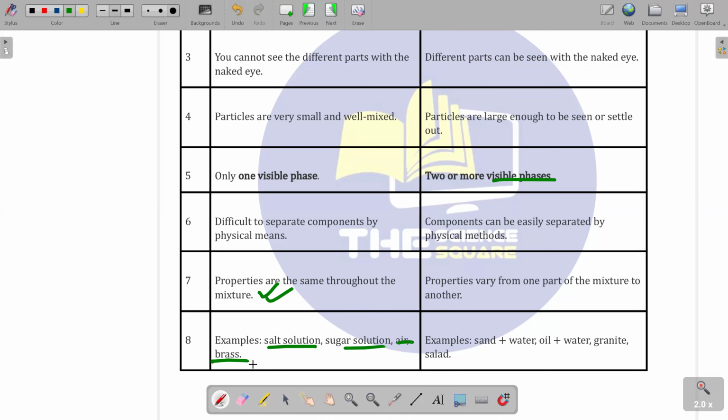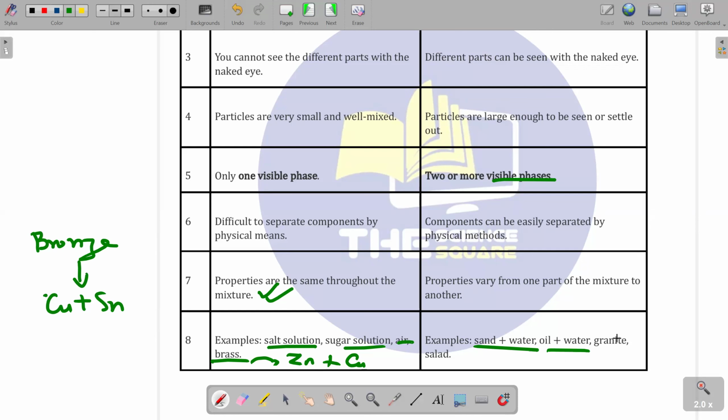Okay, brass is a mixture of zinc and copper. That's what we call brass. A mixture of zinc and copper is an alloy, just like we have bronze. Bronze is a mixture of copper and tin. Copper and tin is what gives bronze, while brass is a mixture of zinc and copper. These are solid mixtures. Then examples of heterogeneous mixtures are when you mix salt and water or oil and water.